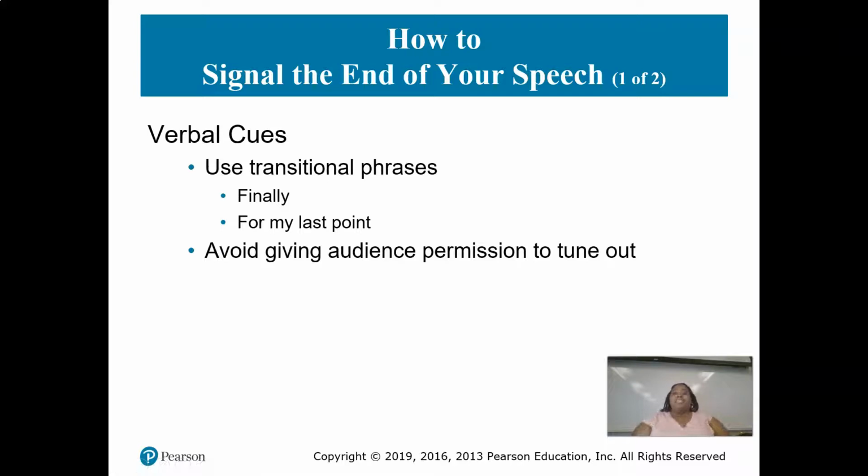So again, how to signal the end of your speech. You have verbal cues, transitional phrases such as finally, or for my last point. But don't give permission to tune out. You can also use a question, have them raise their hands, or speak a little bit more loudly or more enthusiastically to help maintain the audience's attention that we worked so hard to get in the introduction.